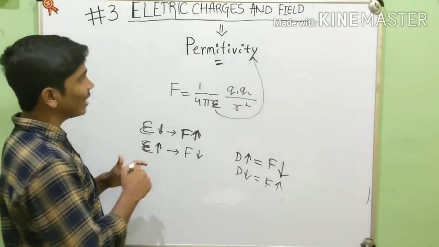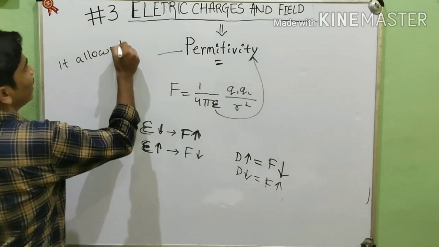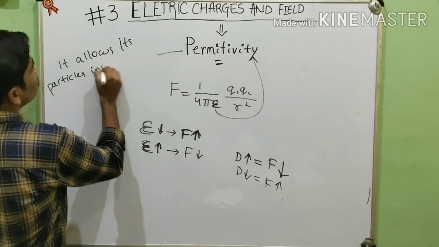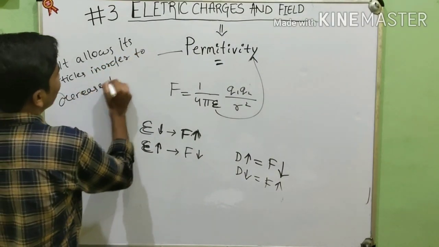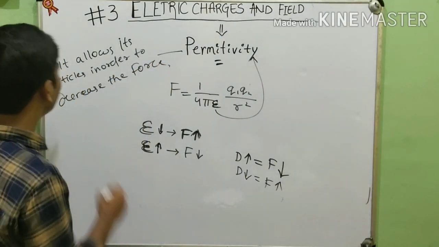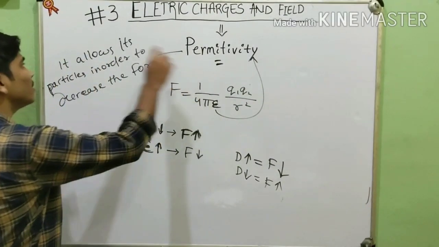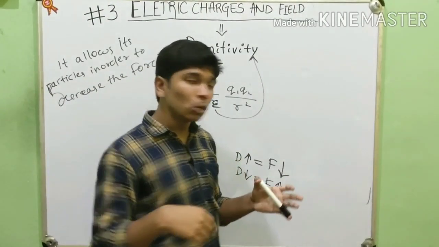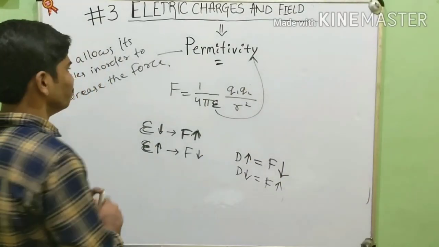So rather we can say that the definition is it allows its particles in order to decrease the force, not to increase the force. Permittivity means it permits, but it does not permit the particles of the medium to increase the force. It permits the particles of the medium to decrease it.